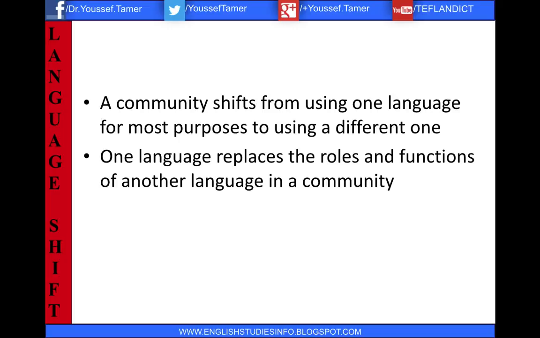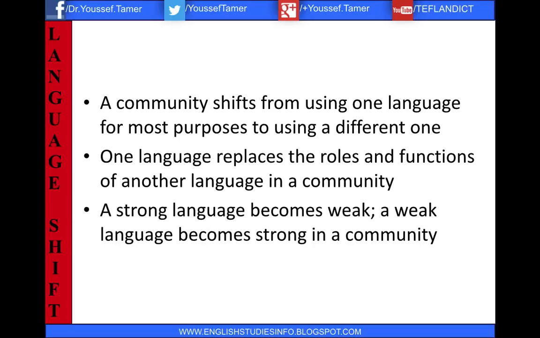One language replaces the roles and functions of another language in a community. So all these, we are talking about language shift in terms of language use. Okay? Language use. So a community shifts from using one language for most purposes to using a different language. A strong language becomes weak. A weak language becomes strong in a community. So all these are examples of language shifts in terms of language use.